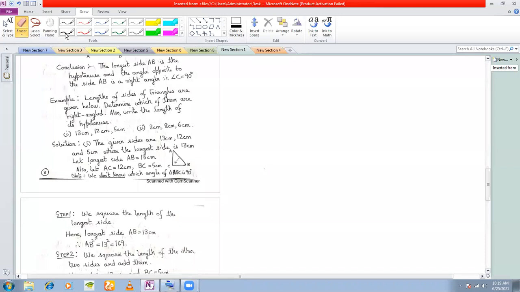Look at this. Length of the sides of triangles are given below. Determine which of them are right angled. Also write the length of the hypotenuse. So what I'll do is let us consider the first one. I draw a triangle. Not a right angle triangle, any triangle. In fact, I want to check whether this is a right angle or not. Which one is the hypotenuse? So I draw a triangle and I take the lengths.